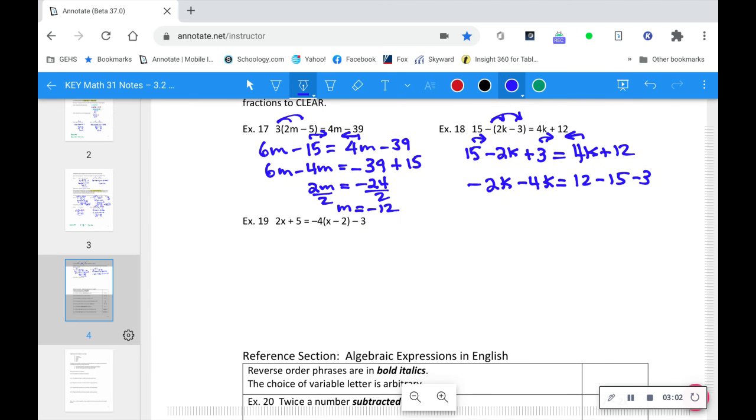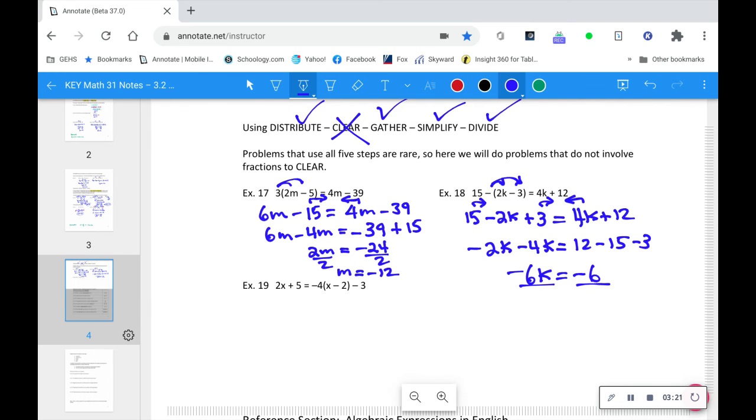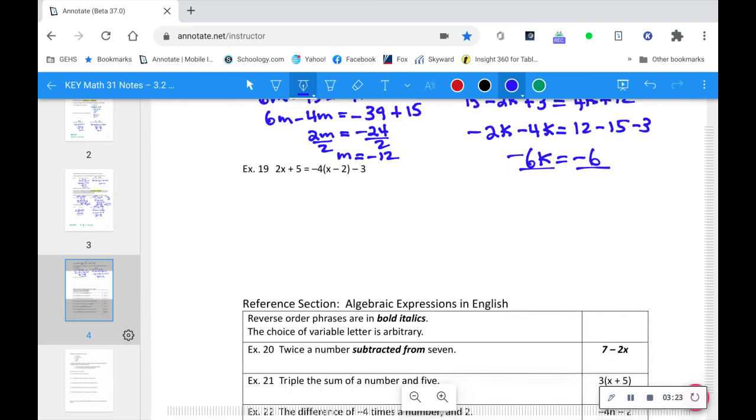All right, on the left, you get negative 6k, and on the right-hand side, you get negative 3 right here. Minus 3 more is minus 6, or negative 6. So we've simplified, and now we're going to be dividing. Divide by whatever is in front of the variable, which is negative 6. Cancels off and gives k equals 1.